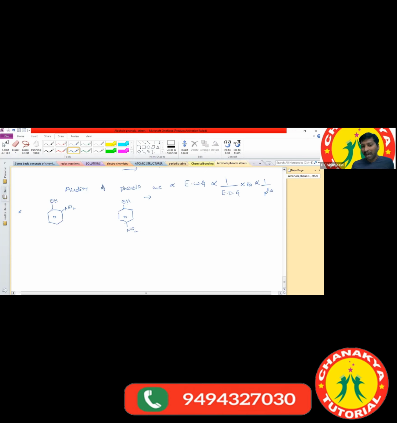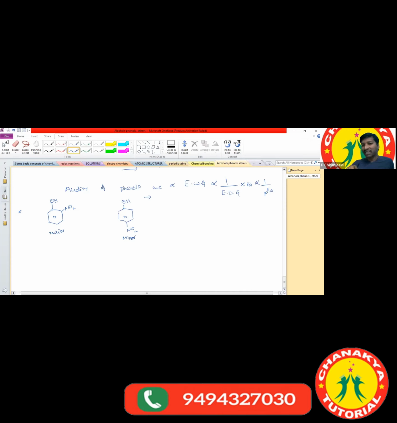Actually, we can consider para as the major product. But in this condition, which one is the major product? Ortho-nitrophenol is the major product and para-nitrophenol is the minor product. Why? In ortho-nitrophenol, the phenol undergoes intramolecular hydrogen bonding, and whenever it forms intramolecular hydrogen bonding, it forms a chelating ring.